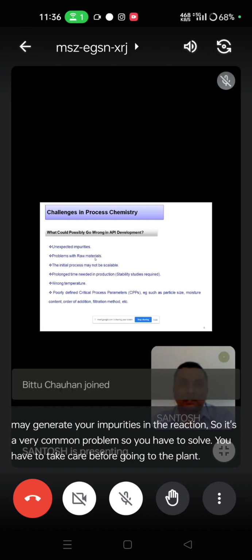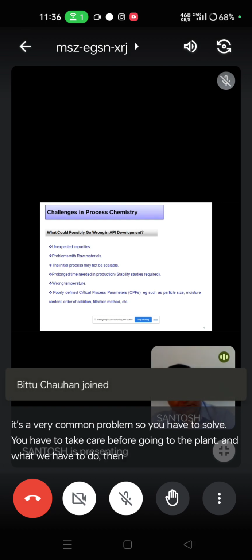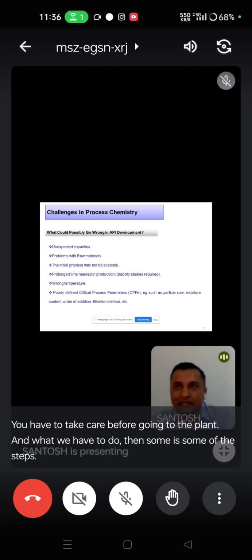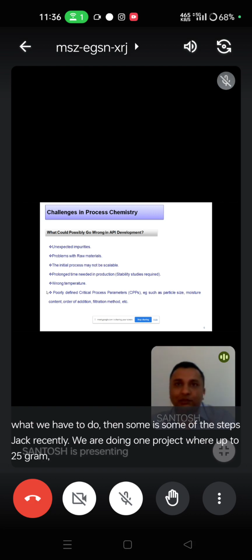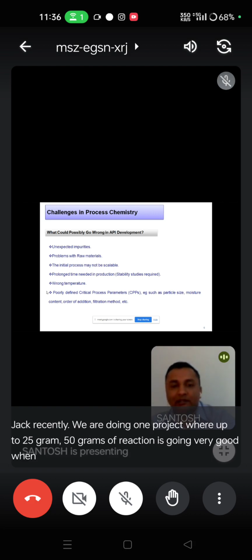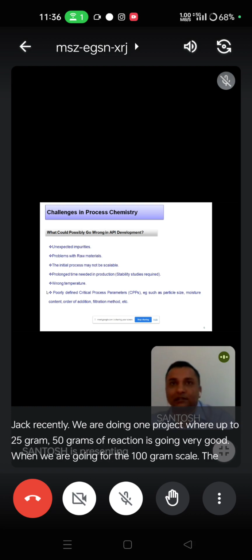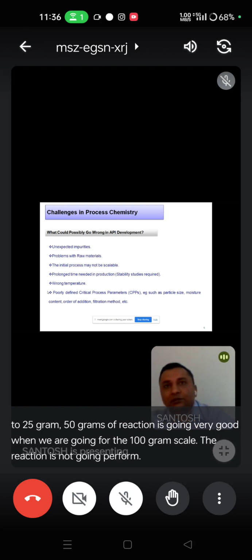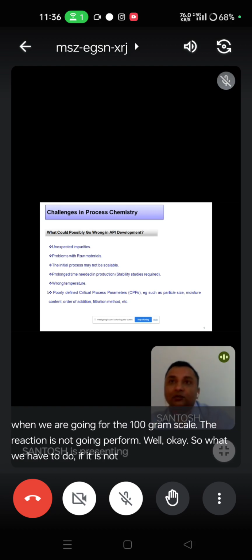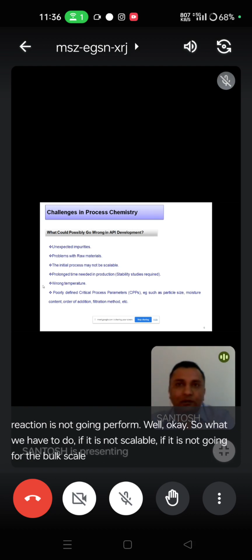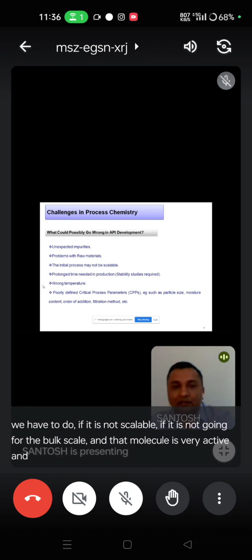What do we have to do? Some of the steps. Recently we are doing one project where up to 25 gram, 50 gram, the reaction is going very well. When we go for the 100 gram scale, the reaction does not perform well. So what do we do if it is not scalable, if it is not going to bulk scale, and that molecule is very active and also under clinical trial, so tox studies are going on?